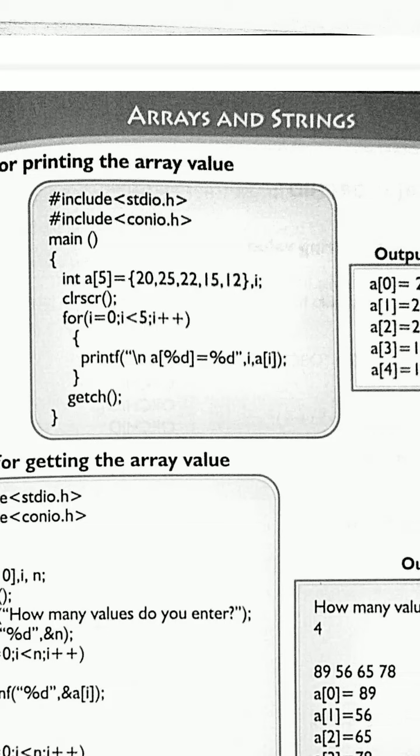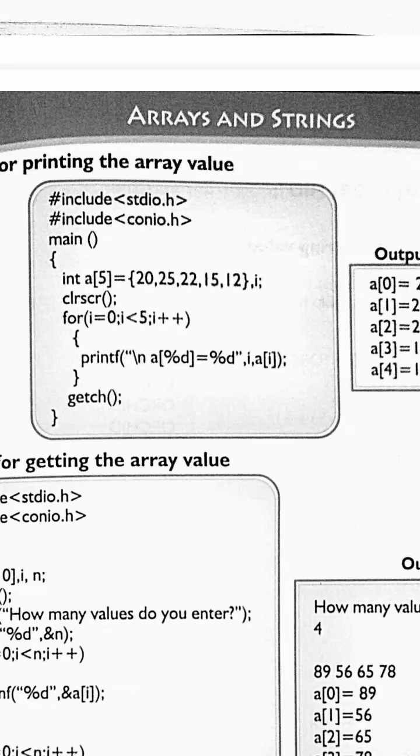Now it will go back to the starting of the loop, and you can see that i plus plus is there. So i plus plus means the increment operator, so that will add only one to the existing i value. The existing i value is 0. So 0 plus 1 is 1, and 1 is less than 5. The condition is true, and it will now print the next value, a of 1. So a of 1 is 25, that will be printed, and it will go back to the increment statement, i equal to i plus 1.